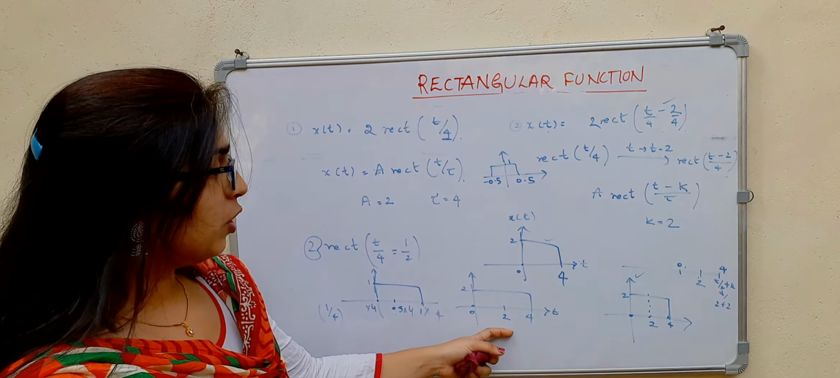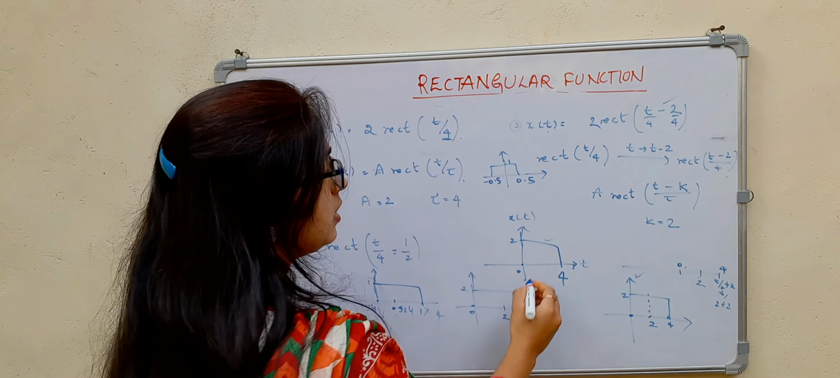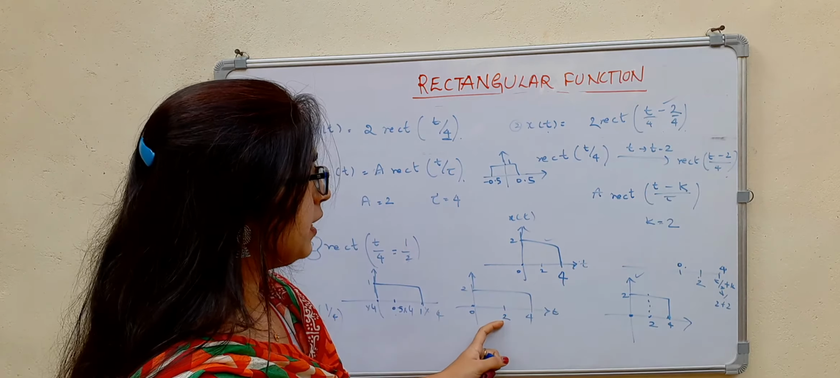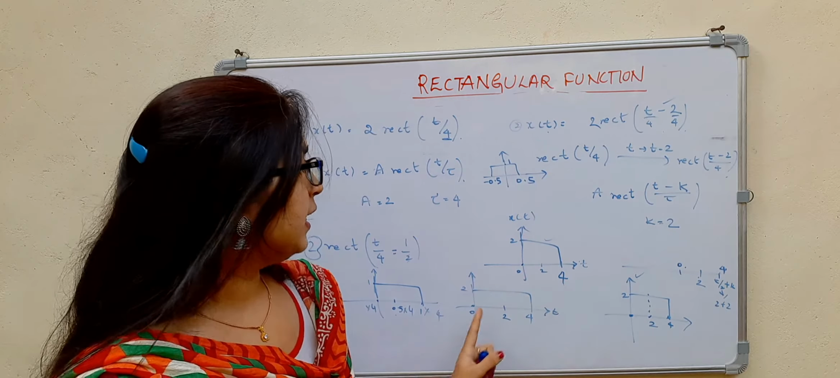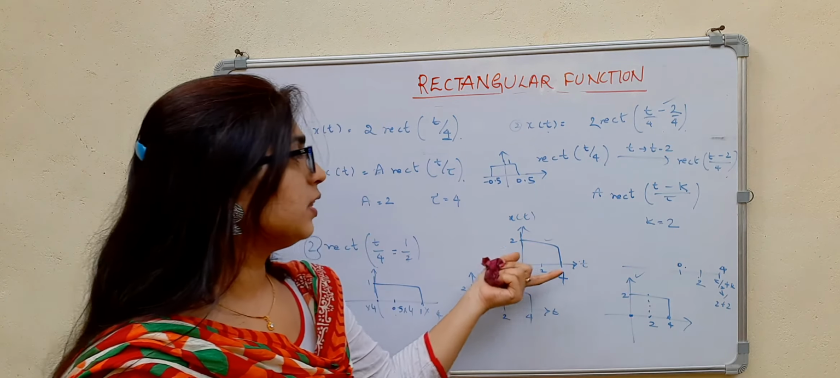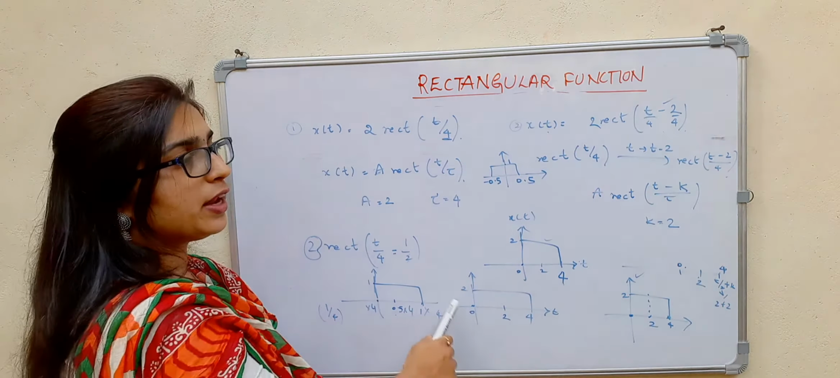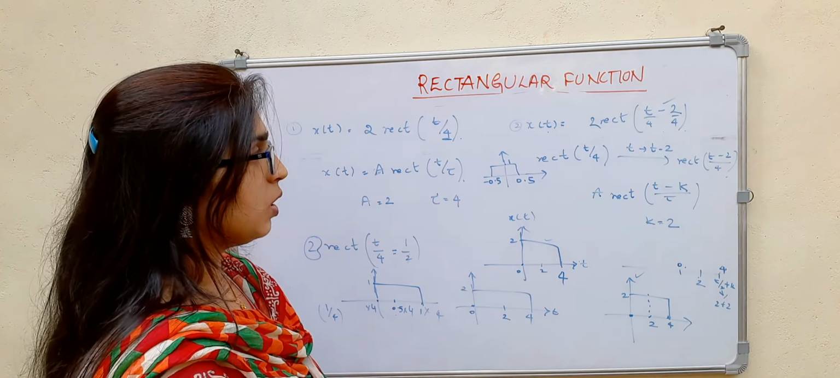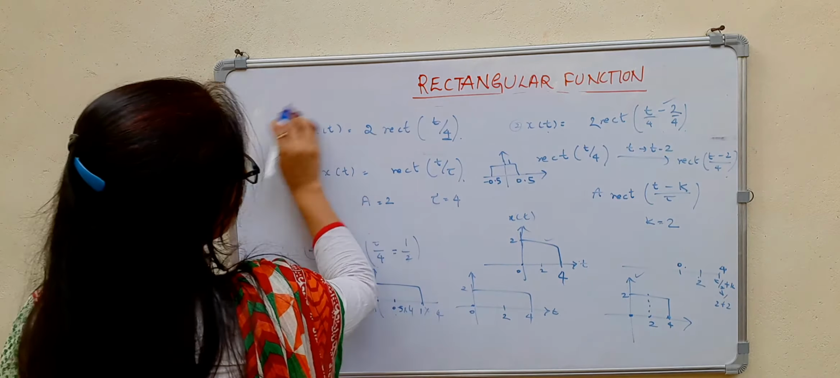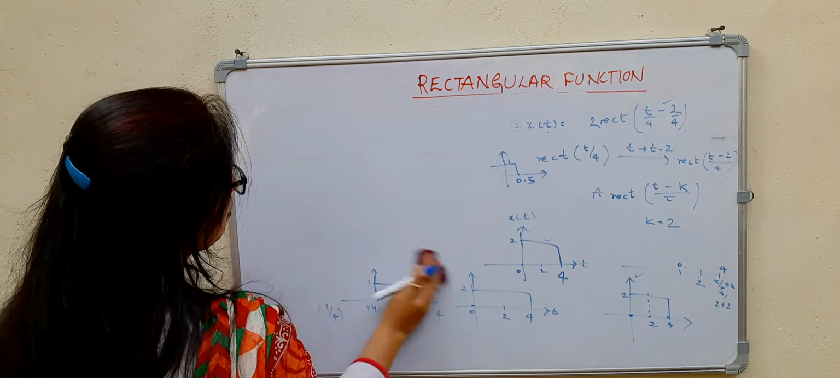See, whatever you have got is same, right? This is also center at 2. Then it is from 0 to 4, which is having the amplitude 2. So we can use 3 methods to solve this. Next, let us take another example.